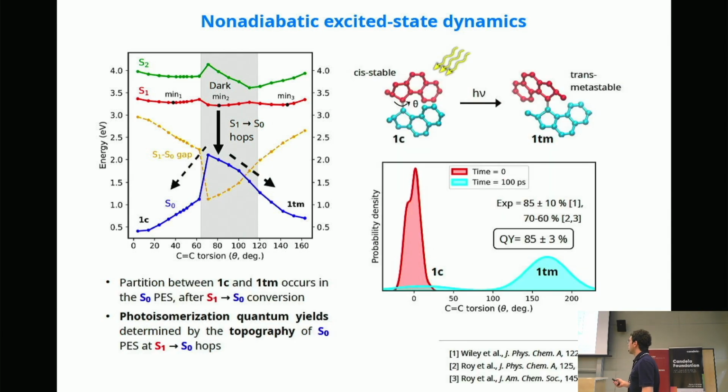And since the S1 to S0 transition occurs at largely twisted geometries, that is essentially halfway between the 2 ground state isomers, we can conclude that the photoisomerization yields are mainly determined by the shape, the topography of the S0 potential energy surfaces at this S1 to S0 OPS region. And in fact, since this topography is highly selective for the trans isomer, we obtain high yield of photoisomerization in good agreement with the experimental values.